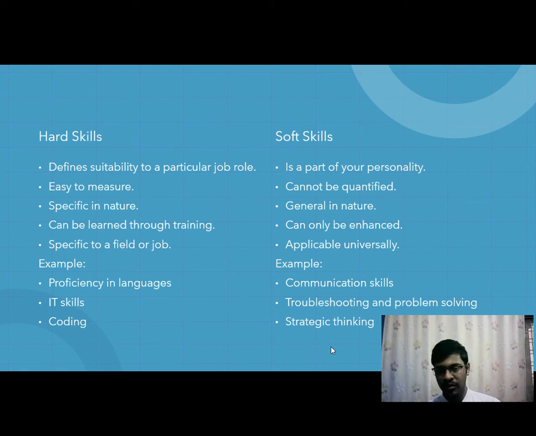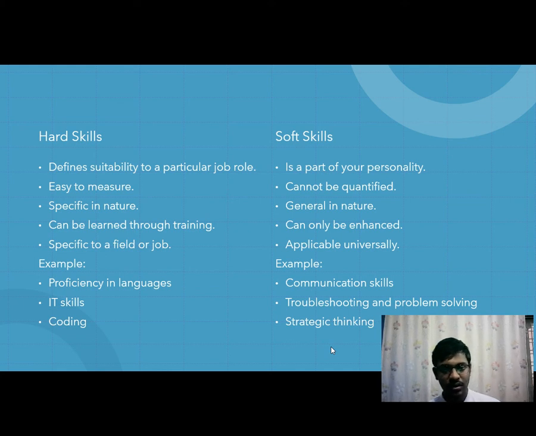Because technical terms are included in hard skills, these can be measured. Let's consider a turbo fan. A turbo fan, which is used in airplane engines, so as to avoid bird strikes and all, is known as a turbo fan. It can also be known as a fan, I guess.